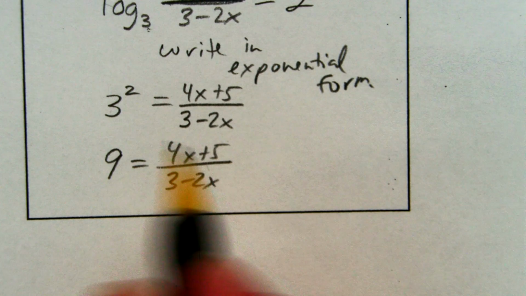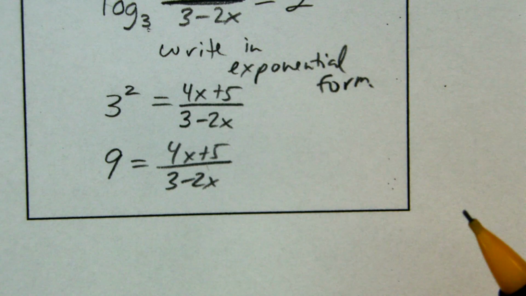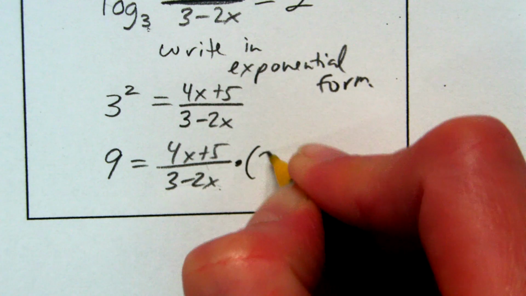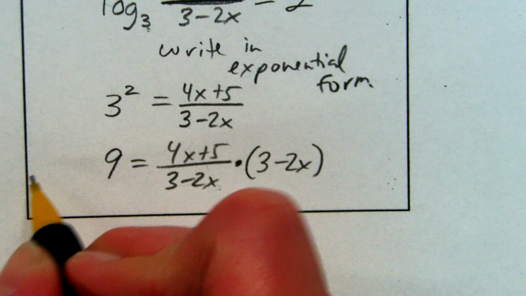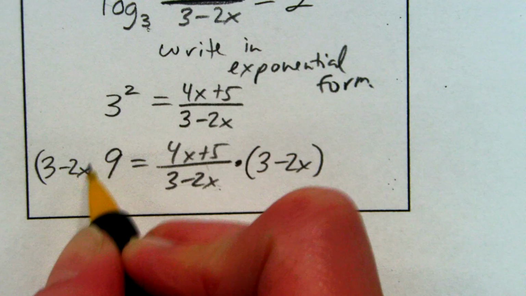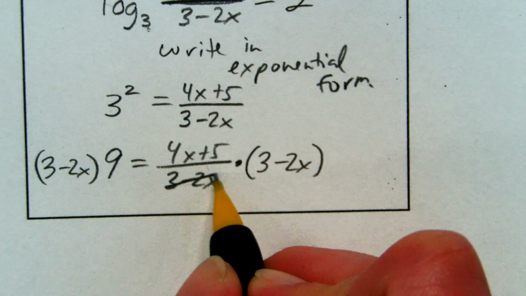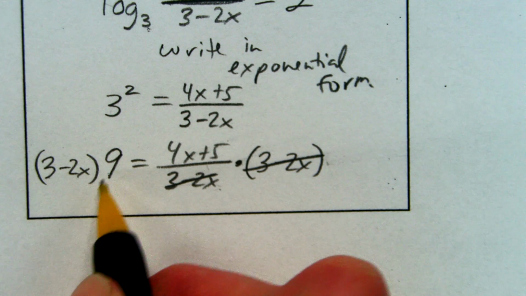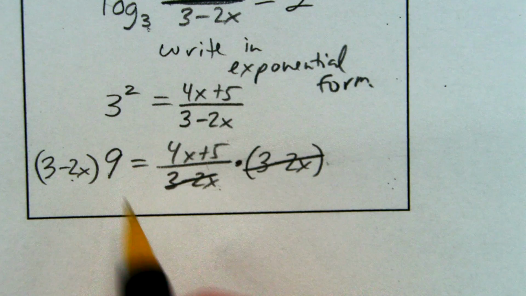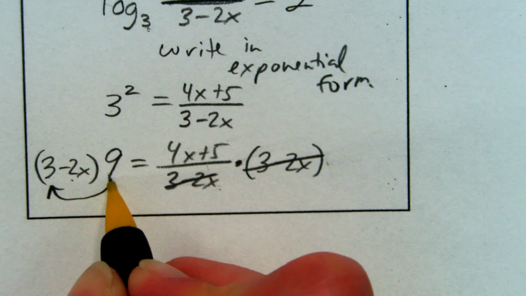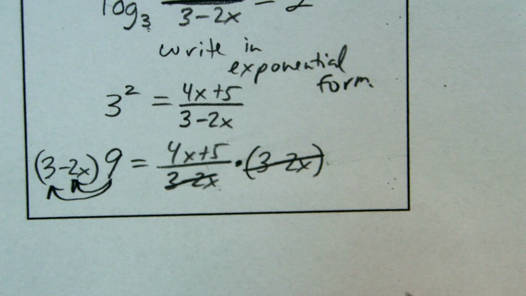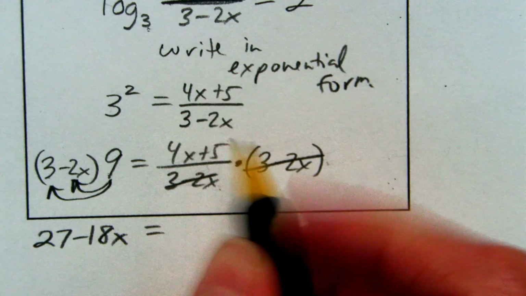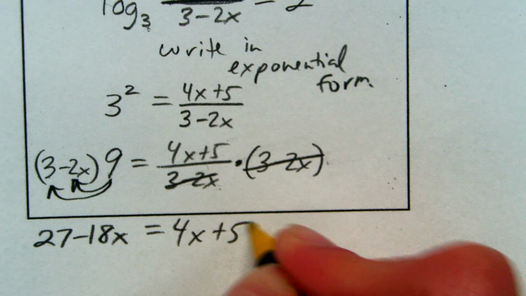So this is a little bit more complicated fraction, but it still works the same way. We're going to multiply by what's in the denominator. So I'm going to multiply this by 3 minus 2x, and I'm going to multiply this side by 3 minus 2x. I use parentheses so that on this left-hand side, I will remember to distribute the 9 and multiply that by both of them. So I'm going to take 9 times 3 and 9 times the 2x on both of those. So that left-hand side becomes 27 minus 18x, and on the right side we have 4x plus 5.